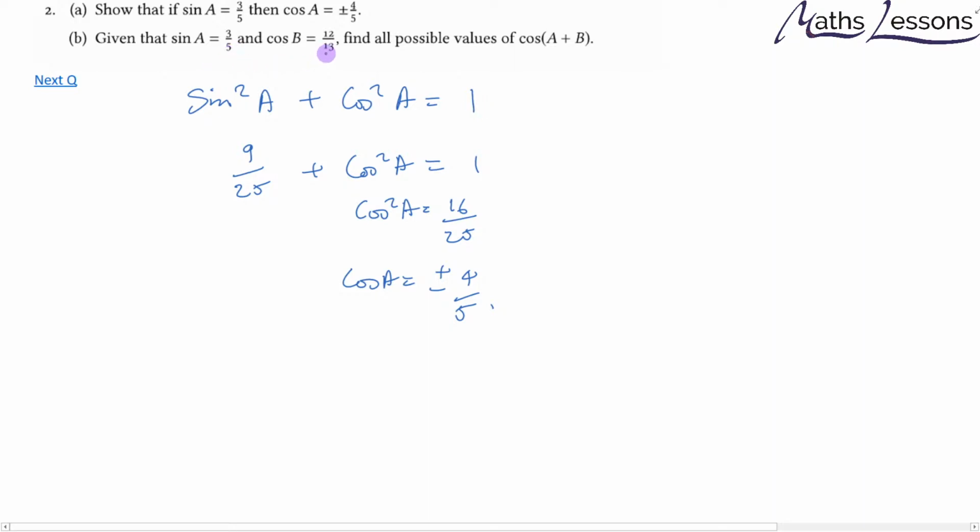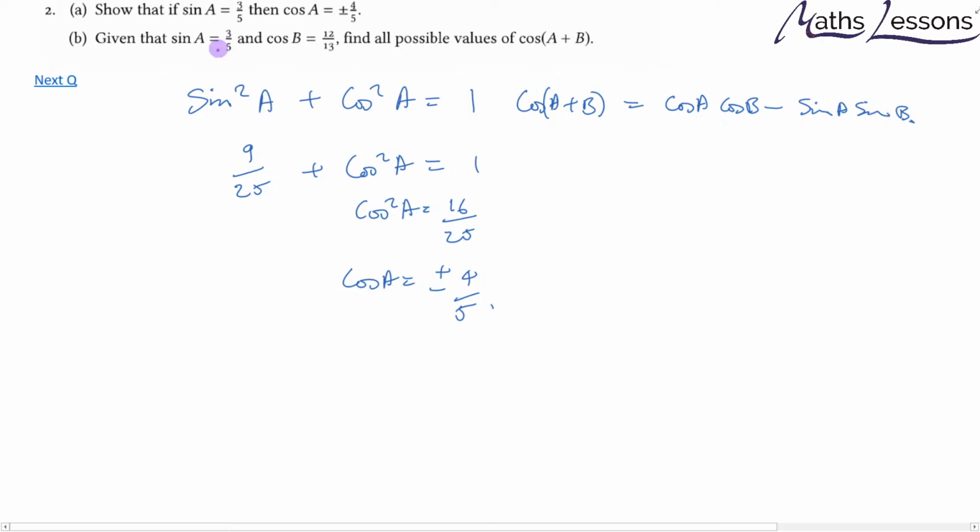Now we're going to try and work out the possible values of cos of A plus B if we've got sine A equals 3/5 and cos B equals 12/13. So we know that cos of A plus B is equal to cos A cos B minus sine A sine B.